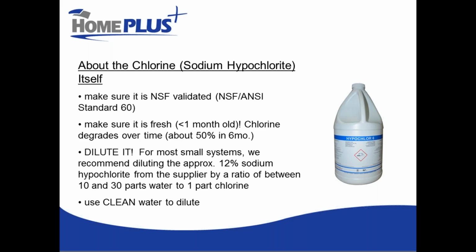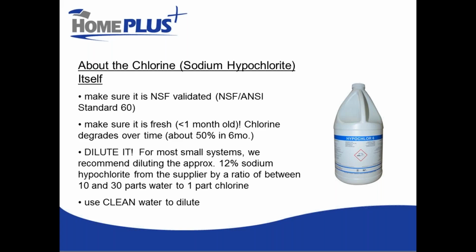Common values for bottles that have been opened is that it'll be about half the strength that it started at in 6 months. So if you're trying to be accurate about how you're injecting your chlorine, you're best to mix small batches and do it frequently. So we try and stay with under 1 month supply at a time in your solution tank. We also recommend in general diluting it heavily. This will allow you to achieve much more even dosing.